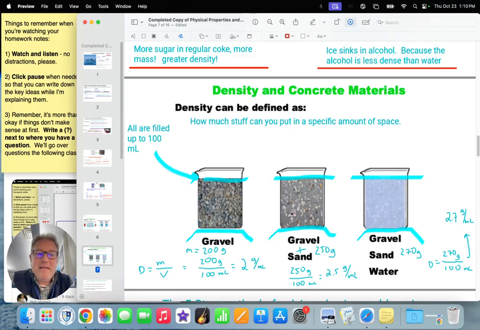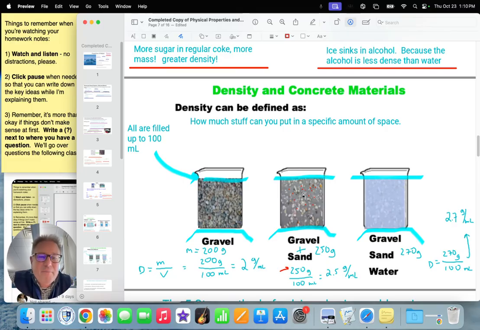Now in that same amount of space, we add some sand, and the sand fills in some of the openings in between the pieces of gravel. So now this stuff is getting heavier. In fact, now we say that the mass is 250 grams. There is more mass than we had before. Well, now we calculate the density. Now it's 250 grams divided by 100. 250 grams, more mass, divided by 100 is 2.5 grams per milliliter. So this is becoming more dense. There's more stuff in this amount of space.